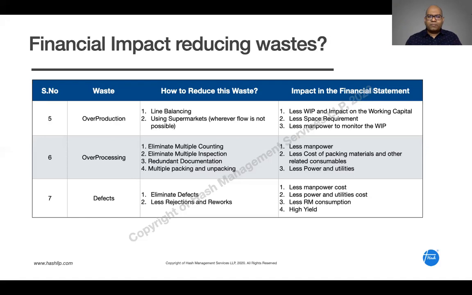We can reduce it. Defects, eliminating defects and reducing the rejections and reworks. Less manpower cost in terms of inspection, in terms of doing reworks, less power and utilities, less raw material consumption. Like you can reduce the raw material consumption also. Raw material cost also will come down, and high yield. So you have more yield, right? So that will be having that impact in the financial statement.